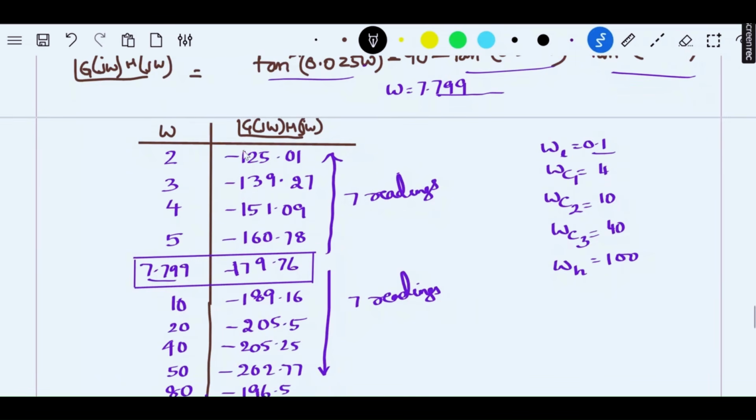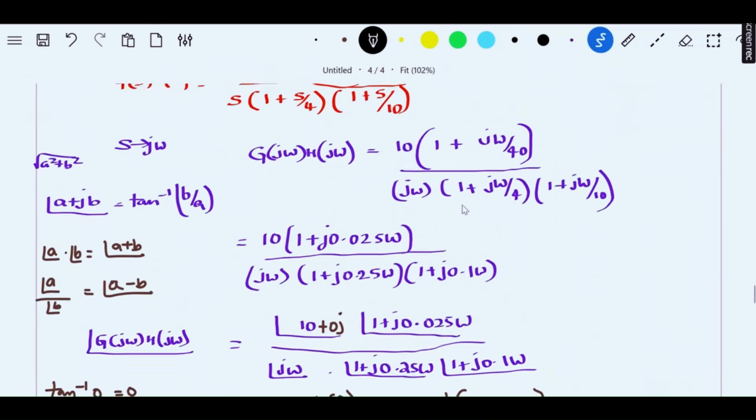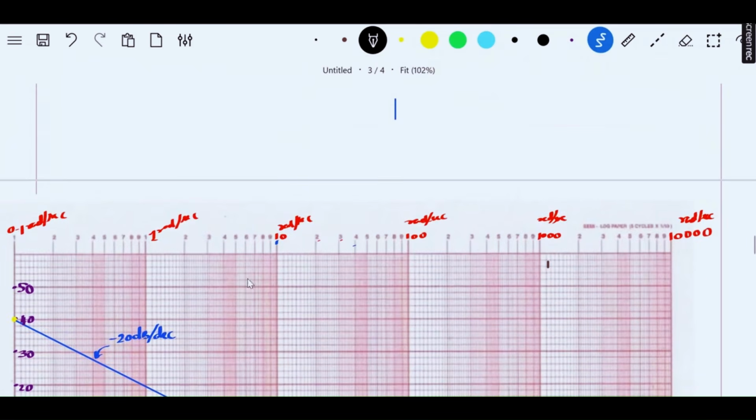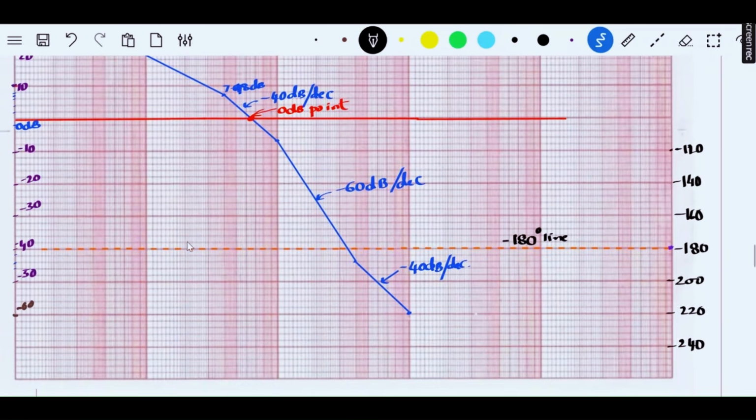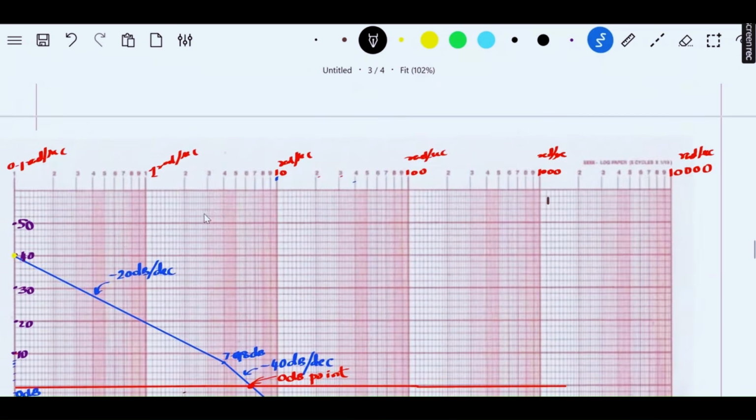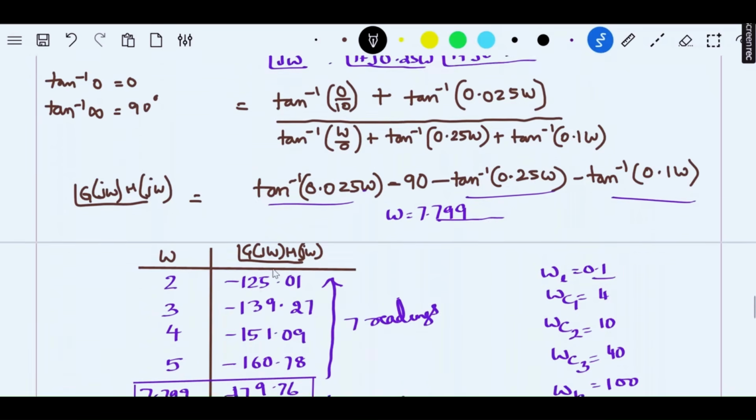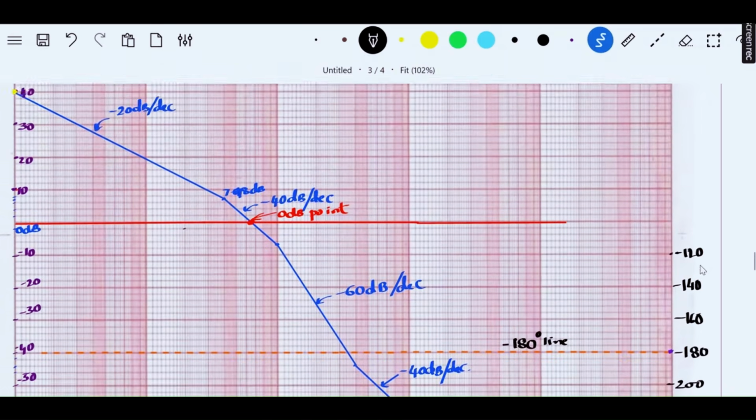See, at 2 radians per second, I have an angle of minus 125.01. With this 2 radians per second, this is 1 and this is 2. If you see, this line is actually 2 radians per second. If you go to the top, that line is actually 2 radians per second. On that line, I should mark minus 125.01.